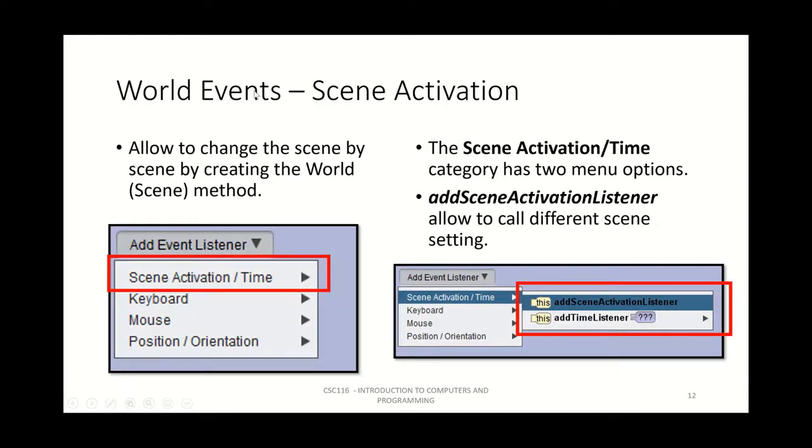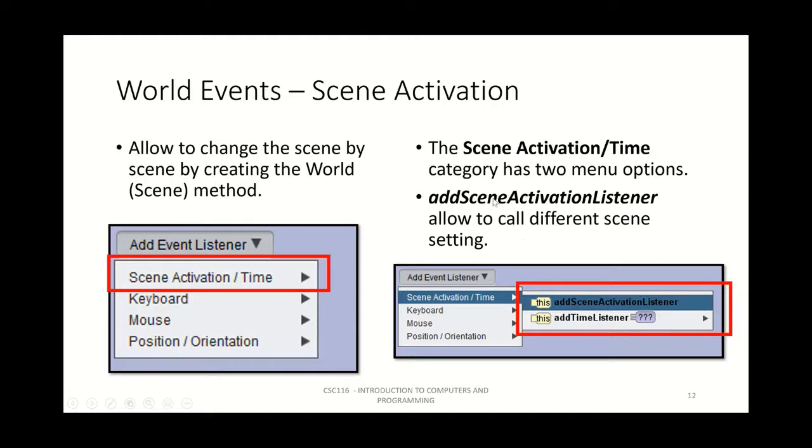So we start with our first event, which is the world event, which is scene activation. It allows us to change the scene by creating a world or scene method. For our first event listener, which is scene activation or time, this category has two options: add scene activation listener and also add time listener. So these are the options for scene activation or time.